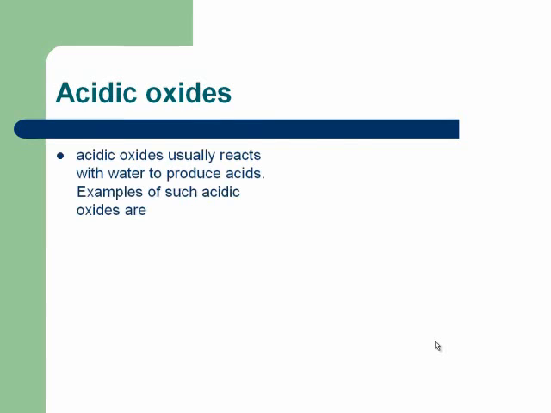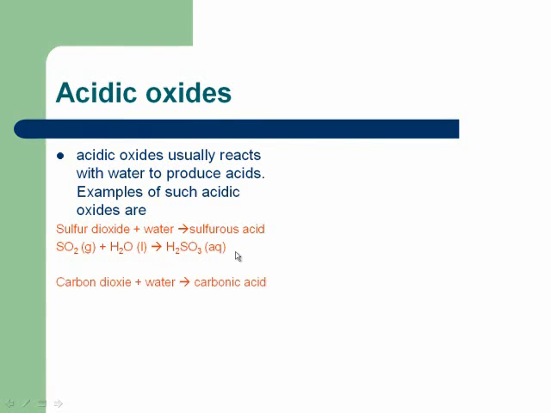Acidic oxides usually react with water to produce acids. Examples of such acidic oxides are sulfur dioxide, which reacts with water to form sulfurous acid. This is the chemical equation of sulfur dioxide reacting with water. Sulfurous acid will be H2SO3. Next example of acidic oxide is carbon dioxide.